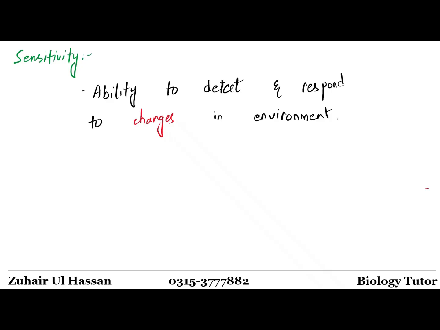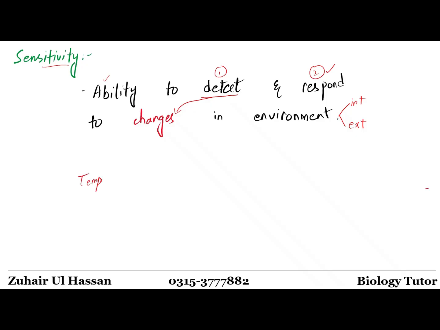Sensitivity. Sensitivity is an ability to detect a change. That change can be in the internal environment as well as the external environment. And after detecting that change, responding to that change is also included in sensitivity. So it includes two things. First thing is the detection. Second thing is the response to the change that we have detected before.